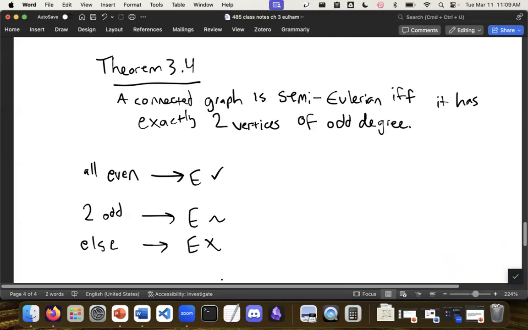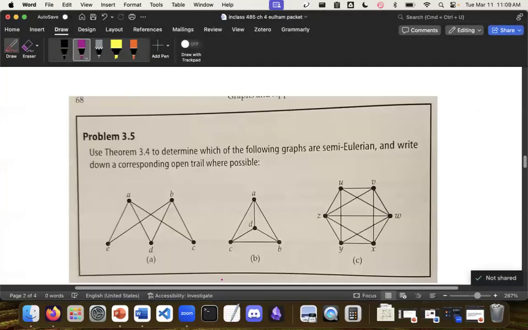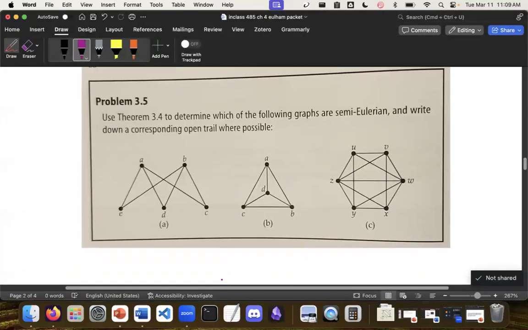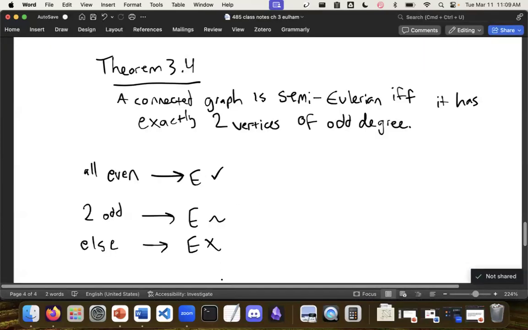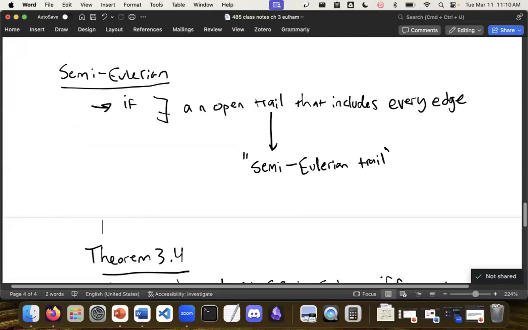Okay. So let's end with, we'll do problem 5. I'll give you a few minutes. And then we'll talk about the homework and then be done for the day. Then we'll start up with Hamiltonian next time. So take a few minutes to do problem 5, then we'll talk about it. The definition you missed, let me show you. So the semi-Eulerian is if we don't start and end at the same place.